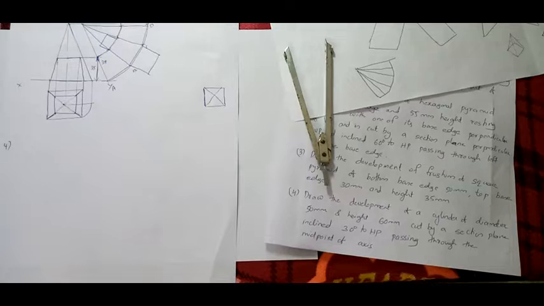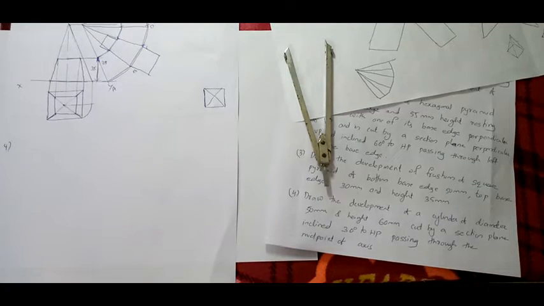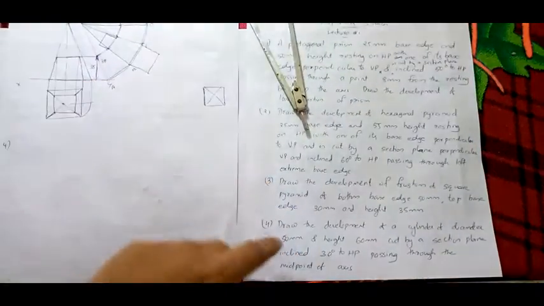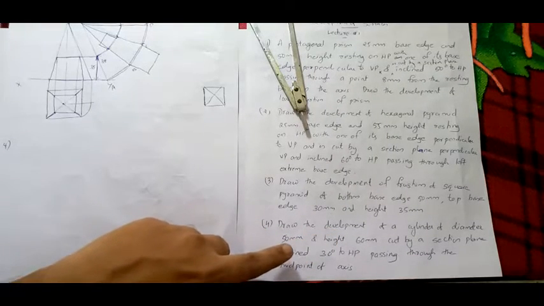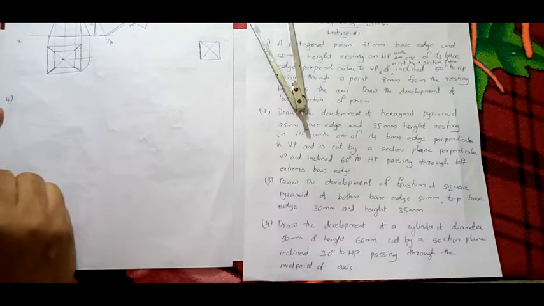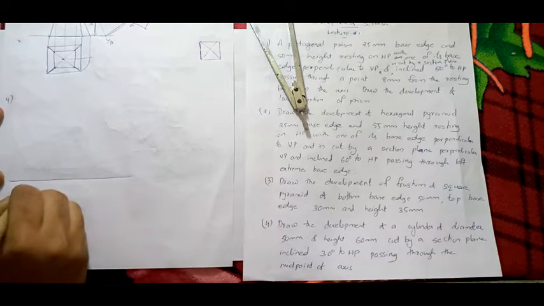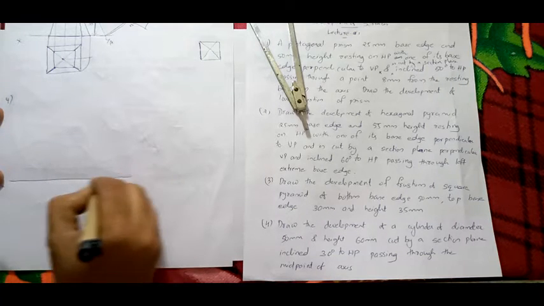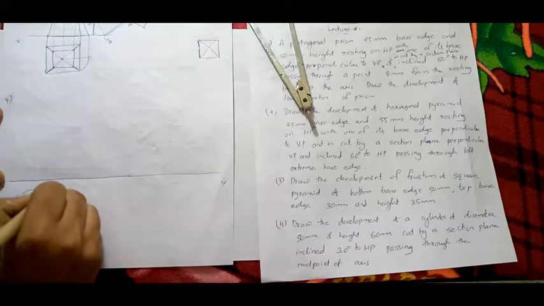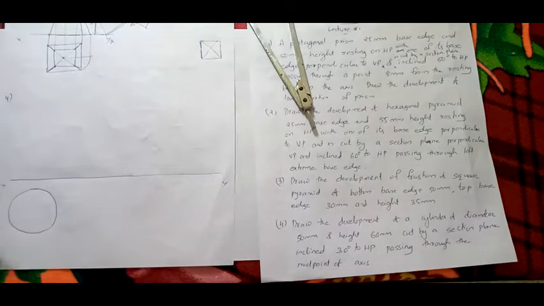Now we will move to the fourth question. The fourth question is the development of a cylinder, right? See, draw the development of a cylinder of diameter 50 mm and height 60 mm. So directly you can draw. The XY line is here. Draw a circle of diameter equal to 50 mm.